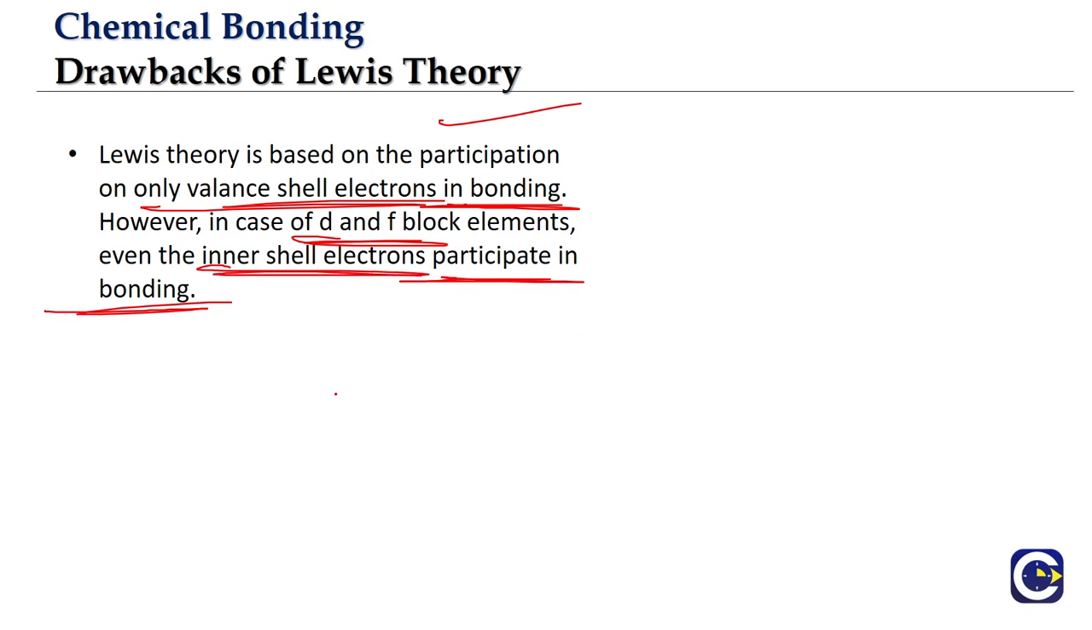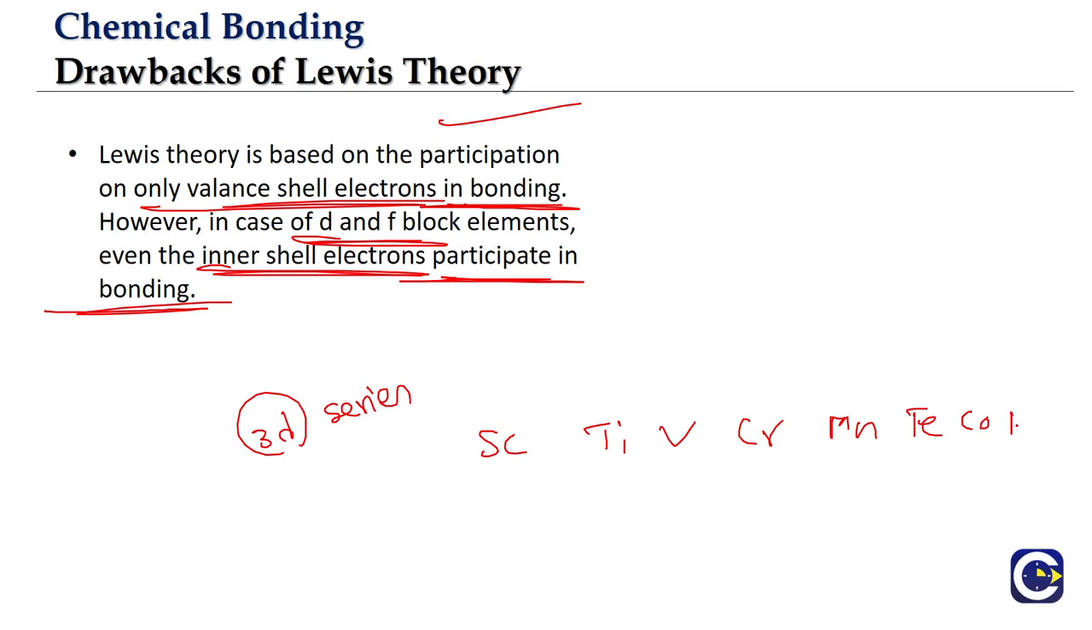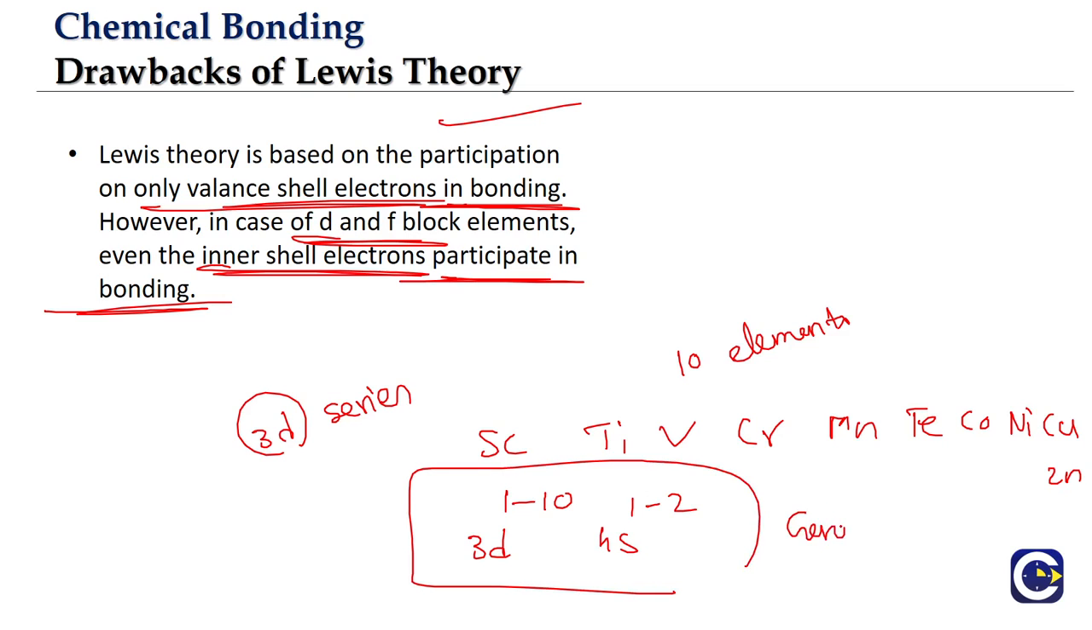Just to give some quick understanding, if you look at the 3d series, it means the elements scandium, titanium, vanadium, chromium, manganese, iron, cobalt, nickel, copper, zinc. This is the 3d series. Ten elements will be there. The 3d series elements will have the outer part of the electronic configuration as 3d 1 to 10, 4s 1 to 2. This is the general arrangement.